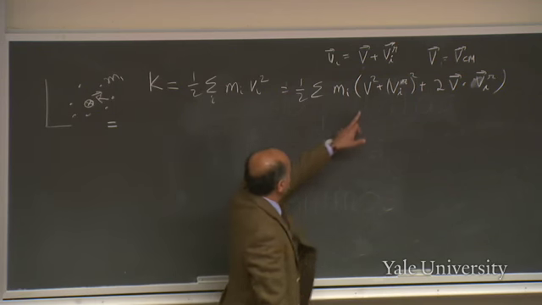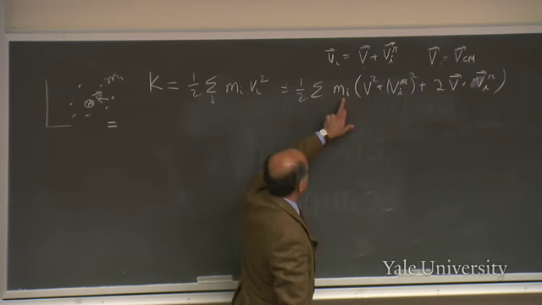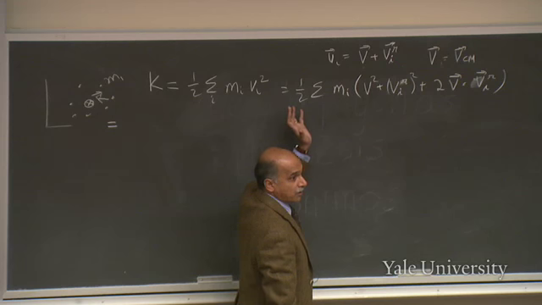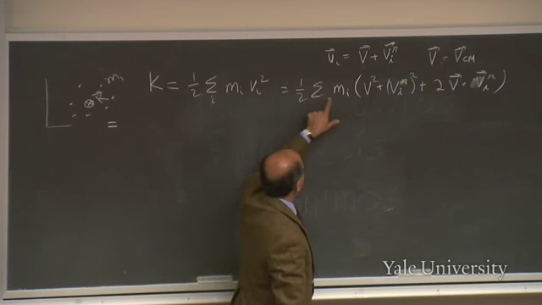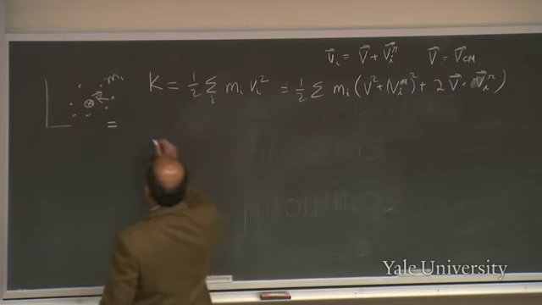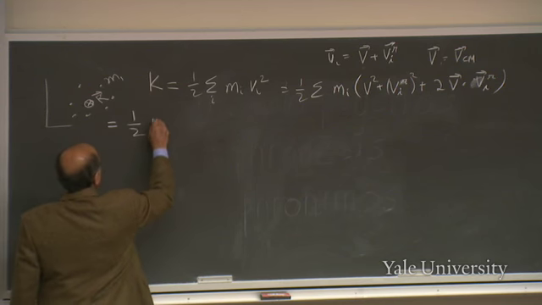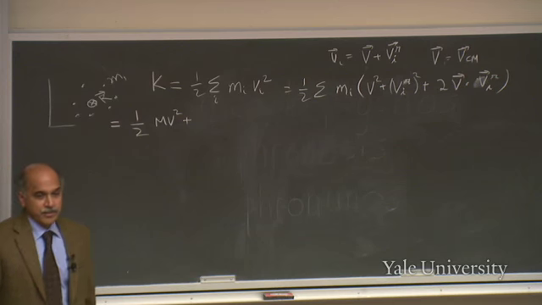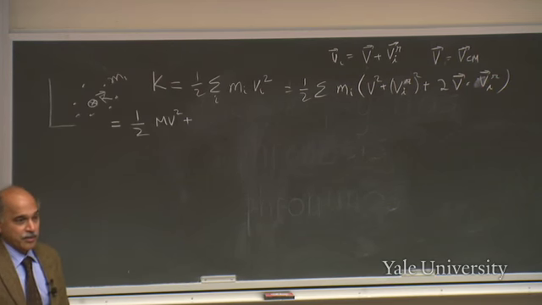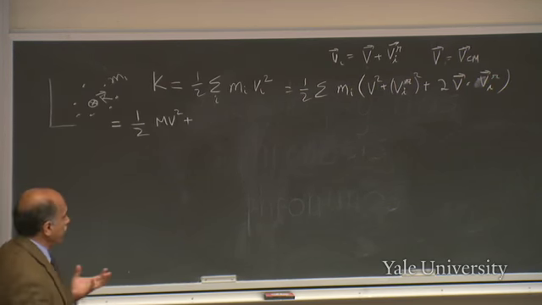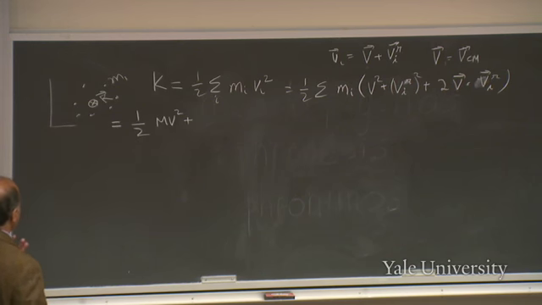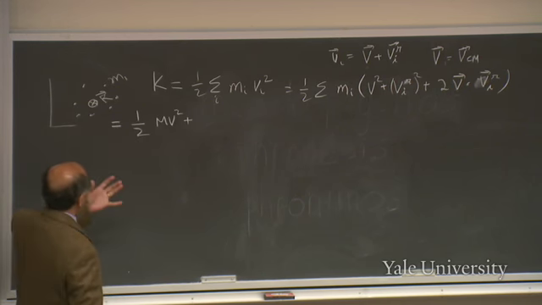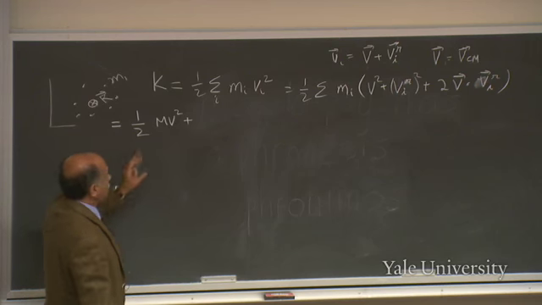In the first term, this velocity of center of mass has nothing to do with index i, so you can pull it out of the sum. And what will I get? I'll add up all the masses. I'll get the total mass. So I get the result, 1/2 MV squared. That is the kinetic energy of the center of mass. In other words, the center of mass, if it's treated as a point containing the entire mass of the object moving with a velocity V, that's the kinetic energy of the center of mass.